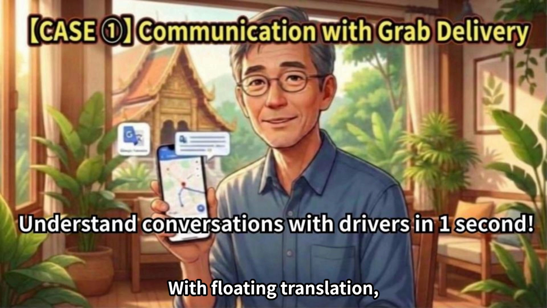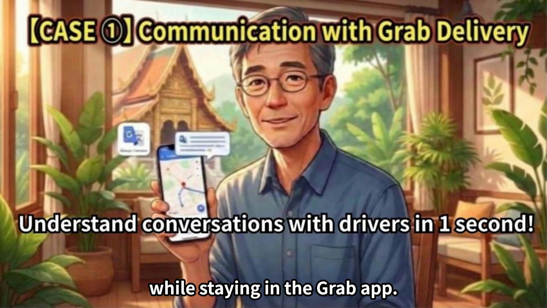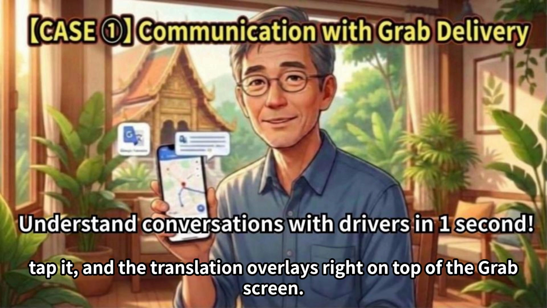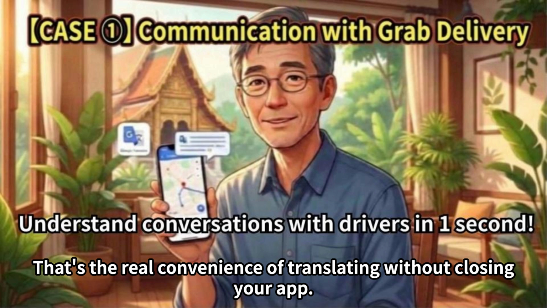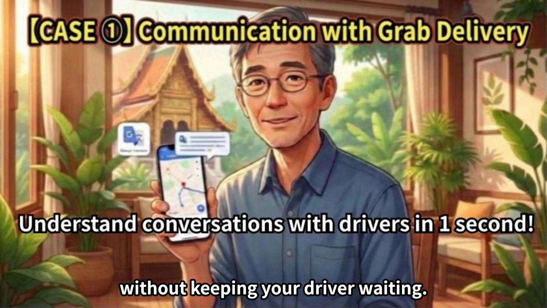With floating translation, just long press the message text and copy it while staying in the Grab app. The Google Translate icon appears on screen, tap it, and the translation overlays right on top of the Grab screen. You can check the map and the translation at the same time. That's the real convenience of translating without closing your app. You can communicate smoothly without keeping your driver waiting.